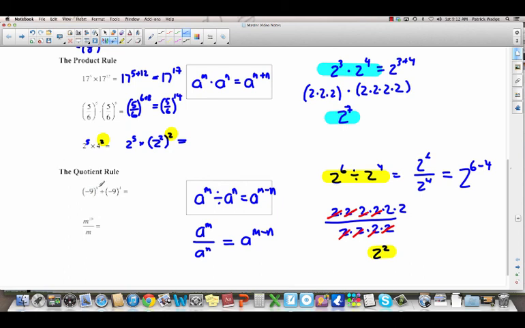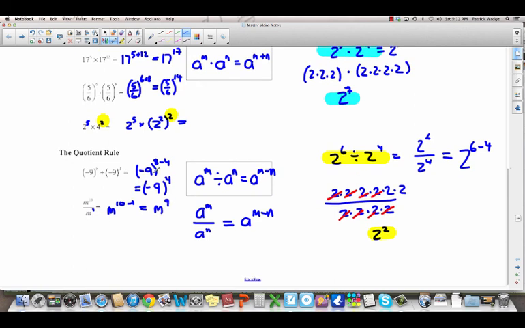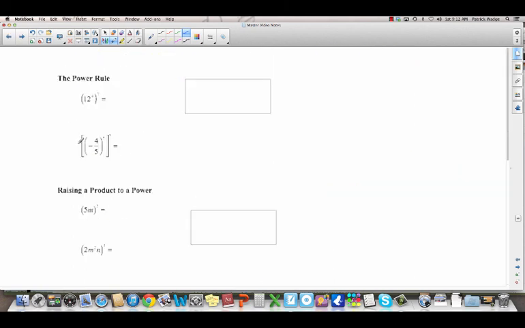Okay, so negative 9 to the 8th divided by negative 9 to the 4th. Well, our base is negative 9, and you do need to put it in brackets, and 8 take away 4. So negative 9 in brackets to the 4th power is your answer. Oh, this one, we have m to the 10th divided by m to the, what's the exponent here? 1, right? If there's no exponent, it's 1. So it's m to the 10 minus 1. We get m to the 9th. Great, let's move on. But we're going to come back to that question. I'm not going to forget.